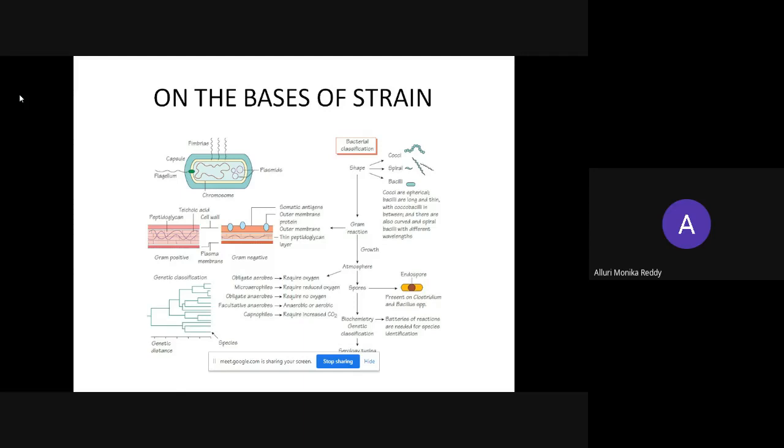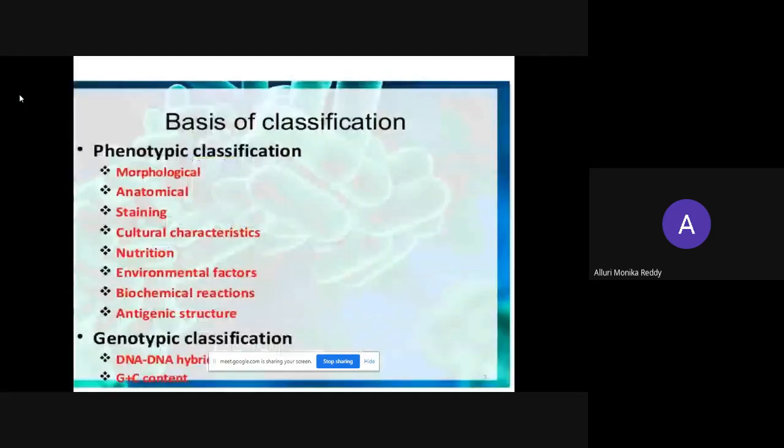Next slide. The basis of classification. This is another type of classification, entirely from microbiology: phenotypic classification and genotypic classification. Under phenotypic classification, the subdivisions are morphological, anatomical, staining, cultural characteristics, nutrition, environmental factors, biochemical reactions, and antigenic structure.